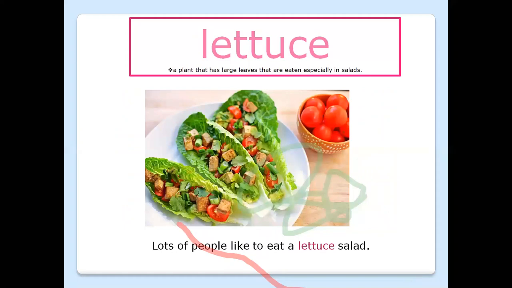Lettuce. What is lettuce? A plant that has large leaves that are eaten, especially in salad. Lots of people like to eat lettuce salad. Why did we double the T here? Because we have two syllables. The first syllable is vowel, consonant, then consonant, vowel.